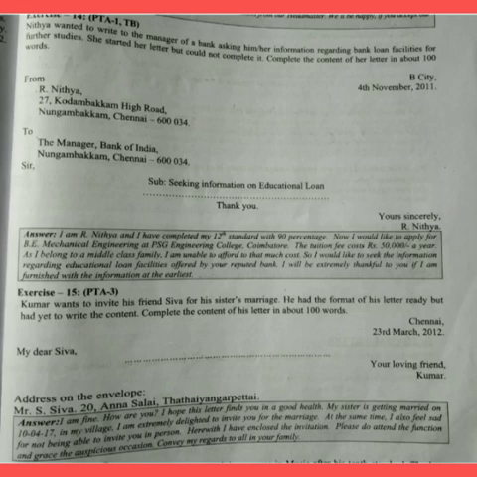Kumar wants to invite his friend Siva for his sister's marriage. He had the format of his letter ready but had yet to write the content. Complete the content of his letter in about 100 words. So அதே மாதிரி place date எழுதணும், then my dear Siva, ஃப்ரெண்டுக்கு எழுதுறாங்க, அப்போ அங்கிளுக்கு எழுதுறோம் அப்படின்னா my dear uncle, then you have to write the content. So informal letterல no need to write from address and to address. So formal letterல தான் from address, to address எல்லாமே எழுதணும். ஓகேவா? Then you have to write the content.